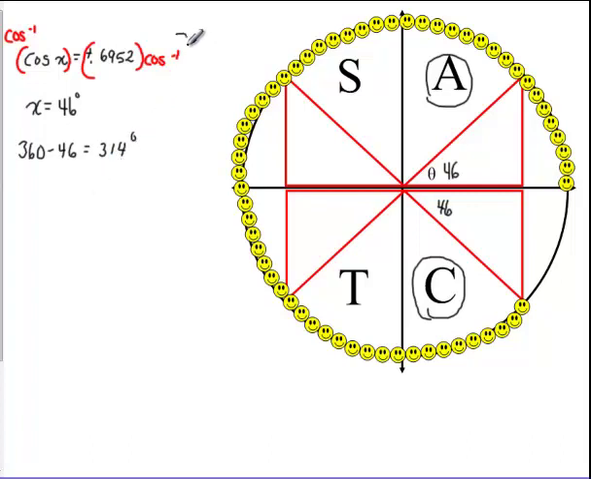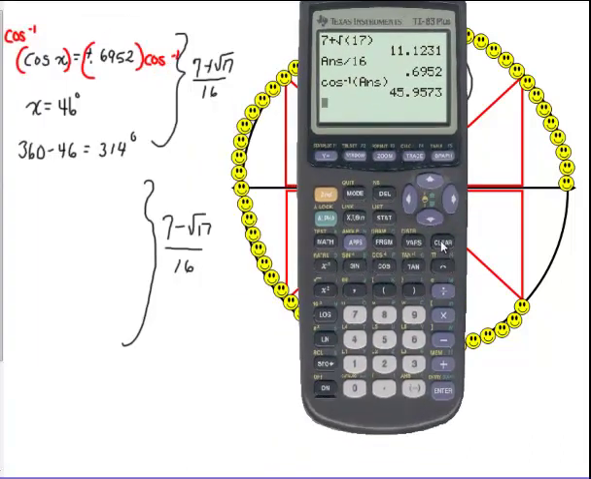All right, but we're not done yet, because we got all these answers from when we did 7 plus the square root of 17 divided by 16. We've got a whole other set of angles to look for. We've got to figure out 7 minus the square root of 17 all over 16. Back we go. 7 minus the square root of 17. Divide that by 16.